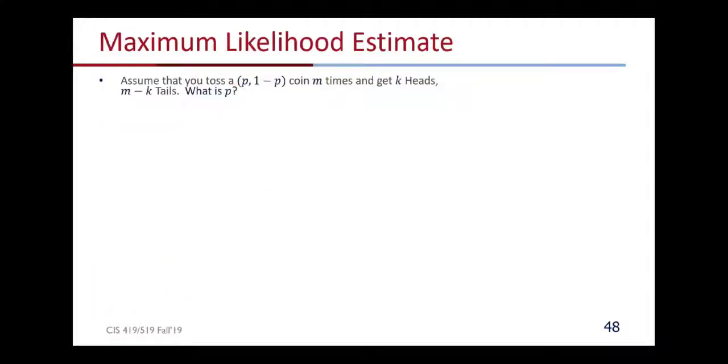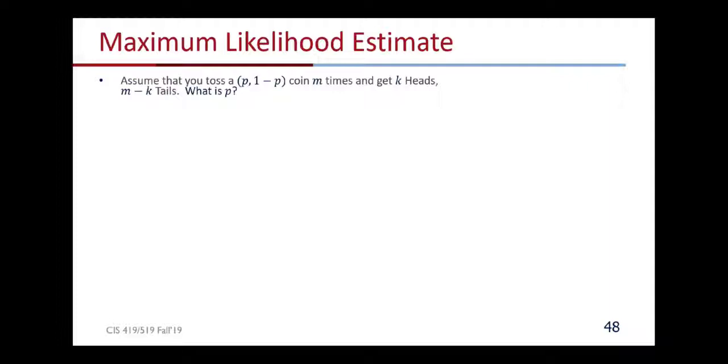The more interesting, more realistic case that we ended with last time is this: I have a coin and I don't know the bias. I know that it's a real number between 0 and 1, where p denotes the probability of head and 1 minus p the probability of tail. I toss the coin m times and I see k heads. What is p? All of you said that your estimate for p is k over m, which makes sense. But the question is why?